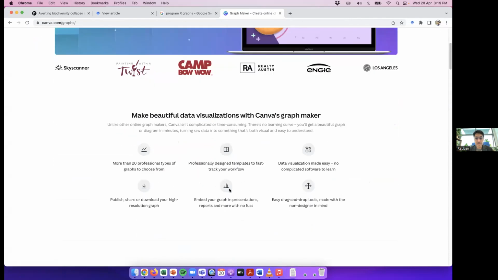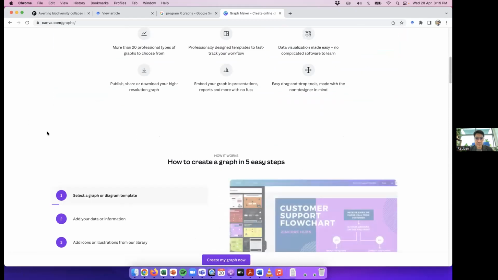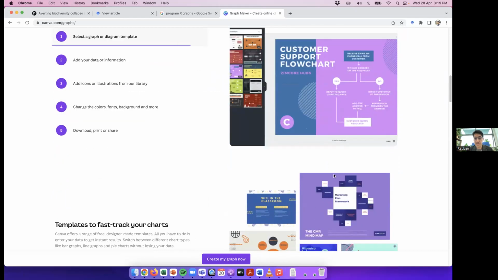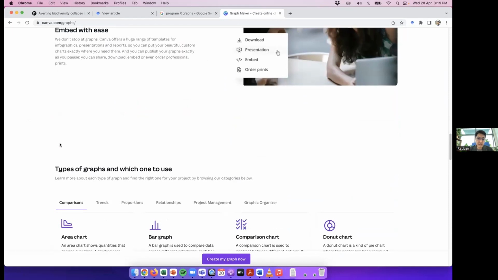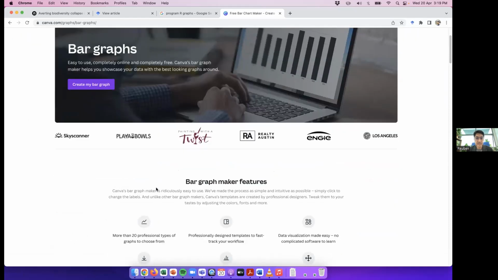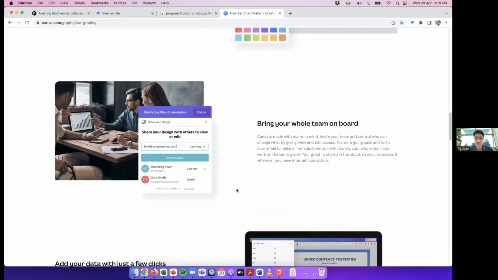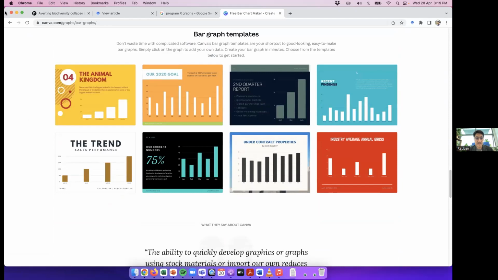You can check all these graphs here using Canva Graph Maker, for example. You can do flowcharts here as well. This is all something different, right? Using software like Canva, for example, you can create a bar chart here. You can just key in your values and then create nicer looking graphs like this.